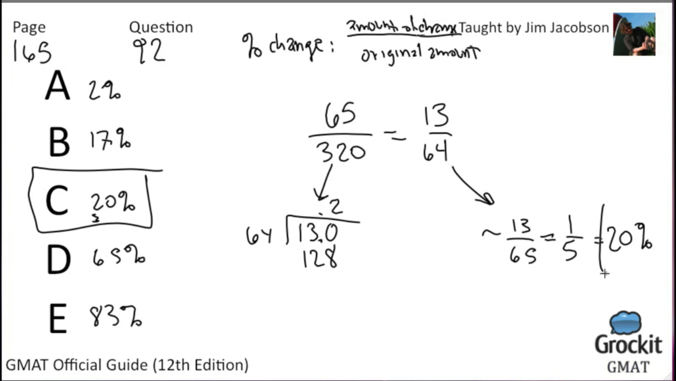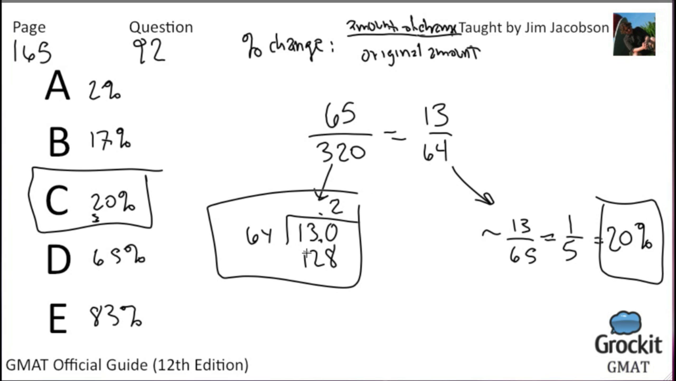So estimating gets us the right answer, as does your friend and mine, long division. I'm being sarcastic. I actually really don't like doing long division, but you totally need to be able to do it on the GMAT at will whenever you need to. So answer choice C, whichever method you use to get to the correct answer, it's still the same correct answer. Choice C. On to number 93.